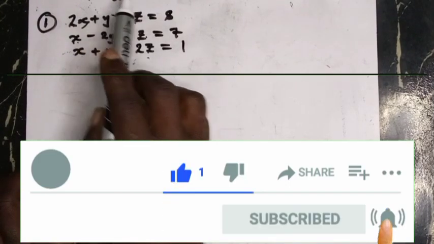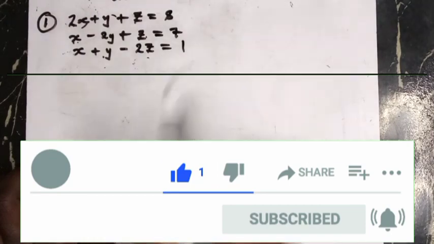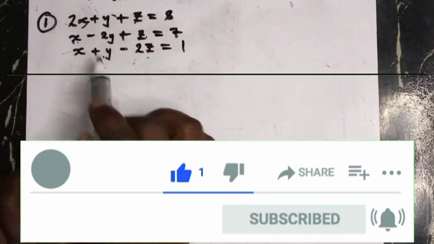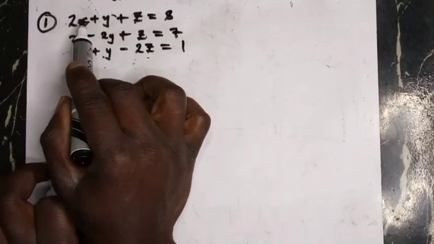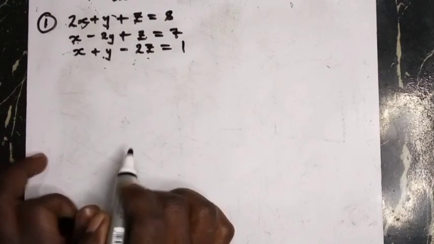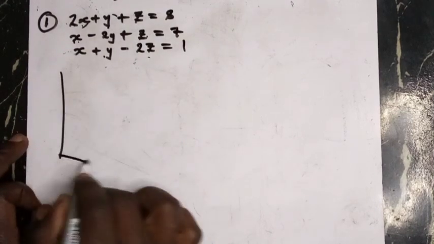Hello guys, welcome back. Today we are looking at solving a system of equations using the inverse matrix. This is a simultaneous equation which has three variables x, y, z. So let's put it into matrix form.